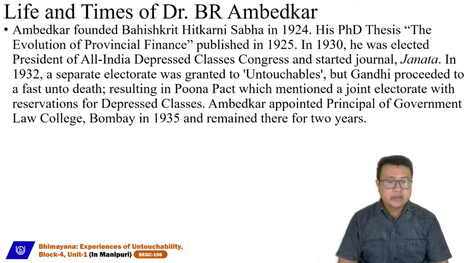In 1932, a separate electorate was granted to untouchables, but Gandhi proceeded to fast unto death, resulting in the Pune Pact, which mentioned a joint electorate with reservation for depressed classes.